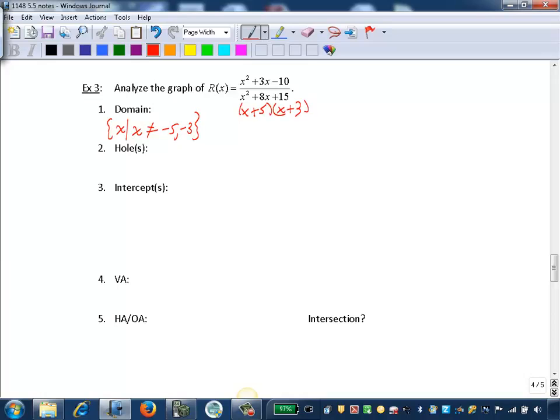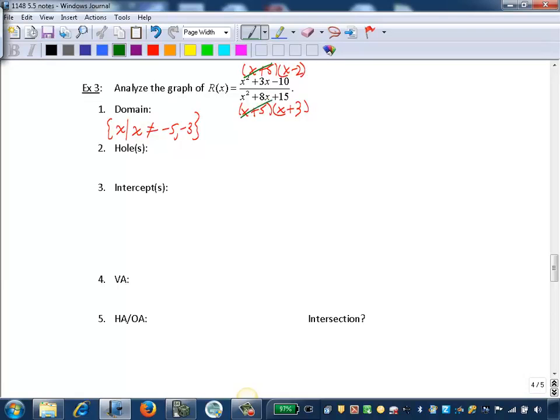Step 2, we want to see if we have any holes in the graph of this function. To do that, we have to look for common factors in the numerator and denominator. So we'll also need to factor the numerator of this function. We've got a trinomial. We'll do our trial and error here, and this will factor into x plus 5 times x minus 2. So we see that we do have a common factor of x plus 5.